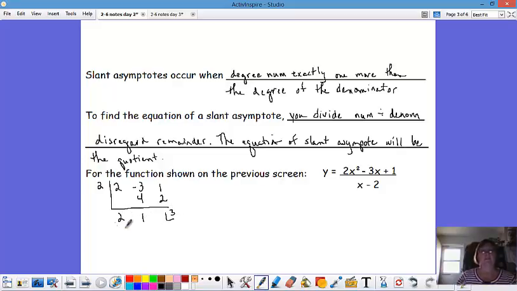But what we do care about is this. The depressed polynomial contains the coefficients of the equation of our slant asymptote, in this case 2x plus 1. And it wouldn't be correct unless we went ahead and showed that that's the truth.